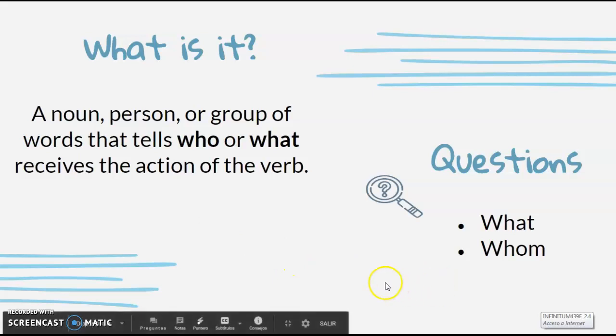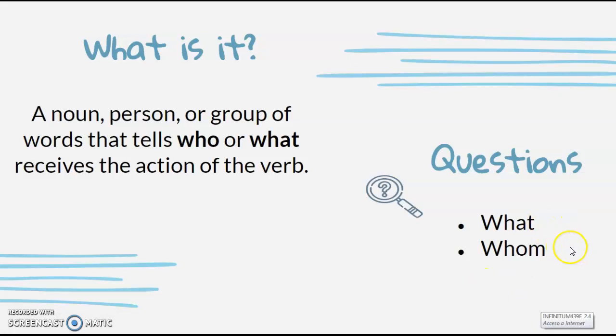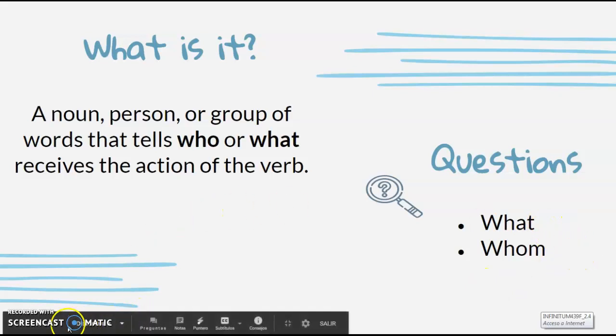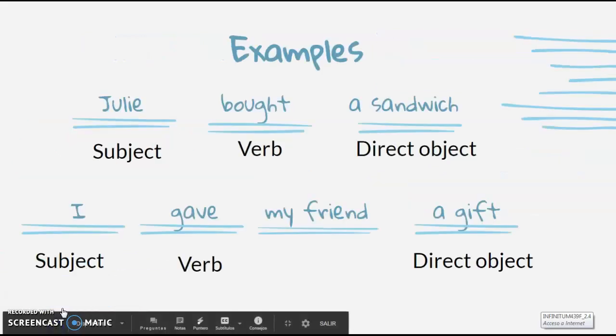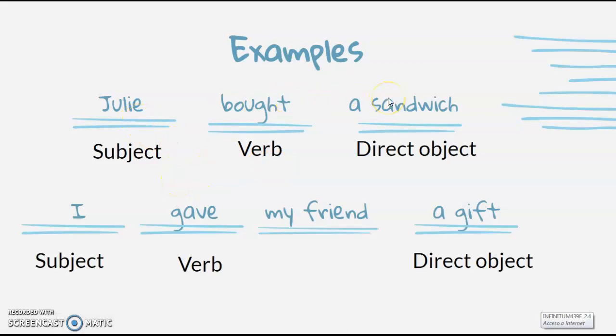In order to find it in a very easy way, we would ask questions starting with what or with whom, okay? Through some examples, I'm going to explain how we're going to do it. So here are my examples. The first sentence is, Julie bought a sandwich. In this sentence, Julie would be the subject because it is the person performing the action.